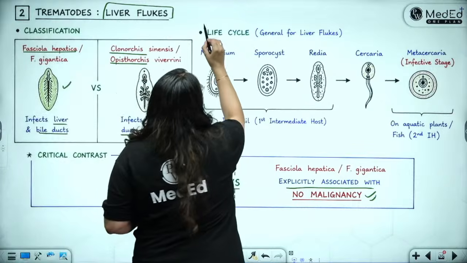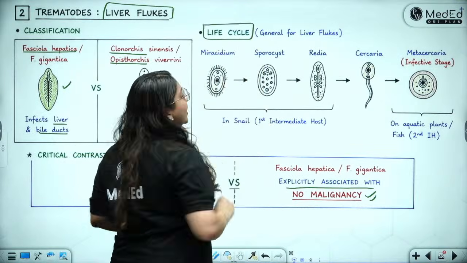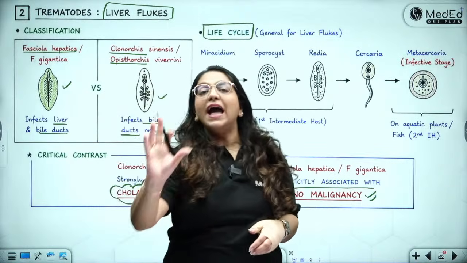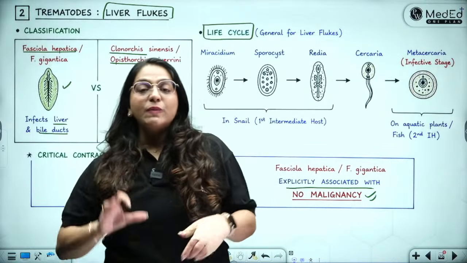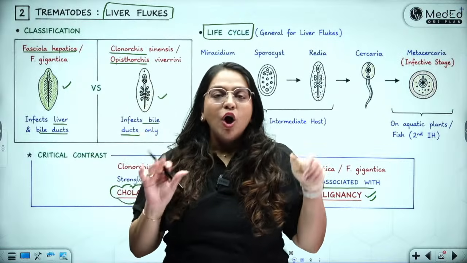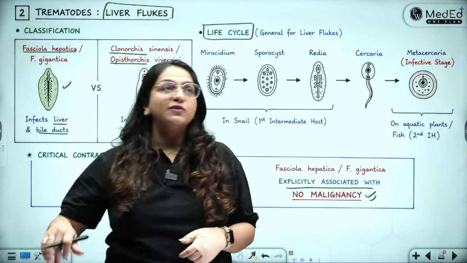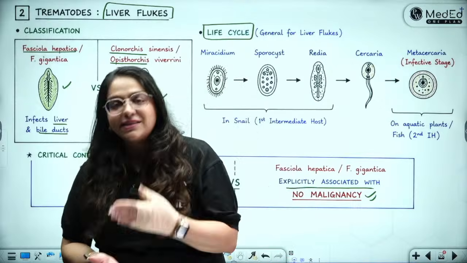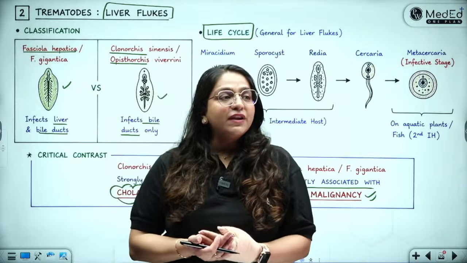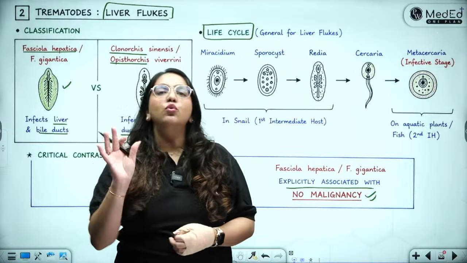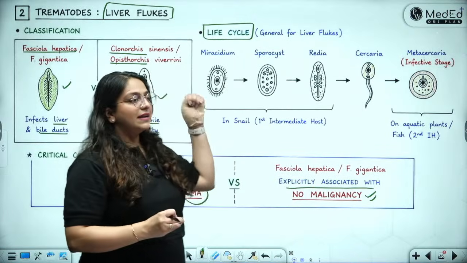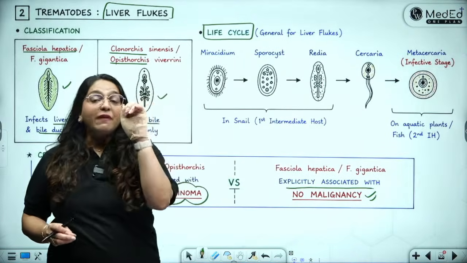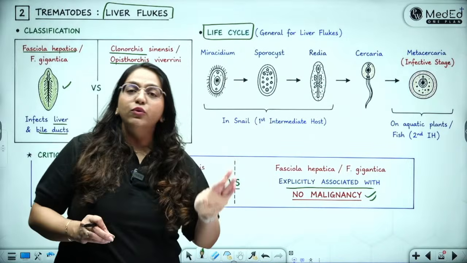What is the life cycle? Whenever you get a question on any flukes, feel very happy and very lucky. Most students are scared of the life cycle of flukes because of the so many larval stages, but it is actually the easiest thing to draw in exam. So whenever you get a question on any fluke, please draw this life cycle. There are 5 larval stages to any fluke's life.